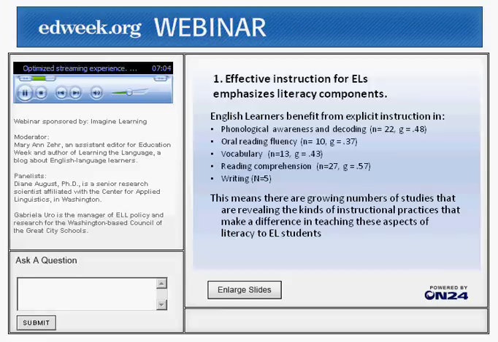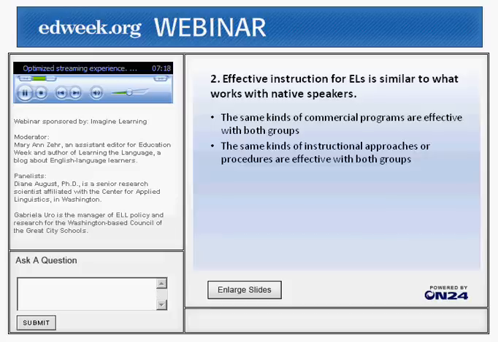So you can see here that there is a growing number of studies that are revealing the kinds of instructional practices that make a difference in teaching these aspects of literacy to ELs, and let's find out a little bit more about what they tell us. So we do find that effective instruction for English learners builds on what works with native speakers. It's a really good place to start, and in fact, this is what a lot of the researchers do.